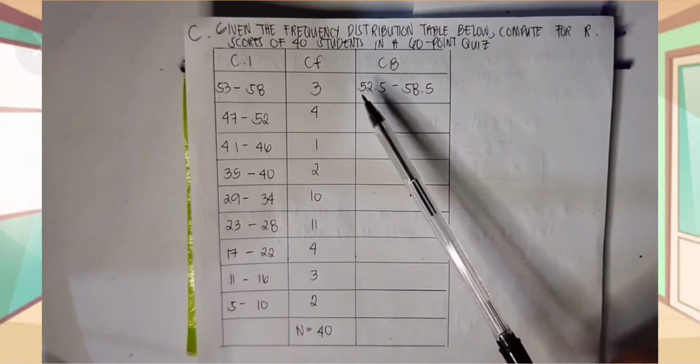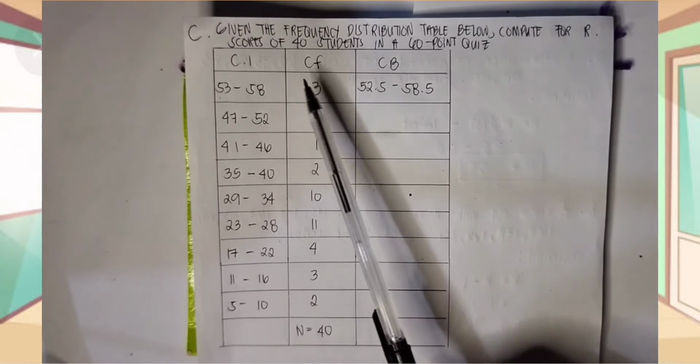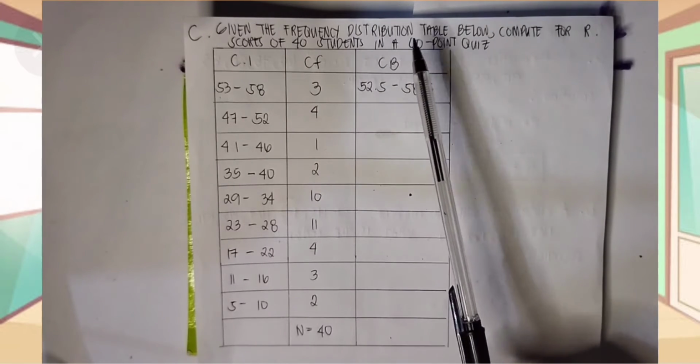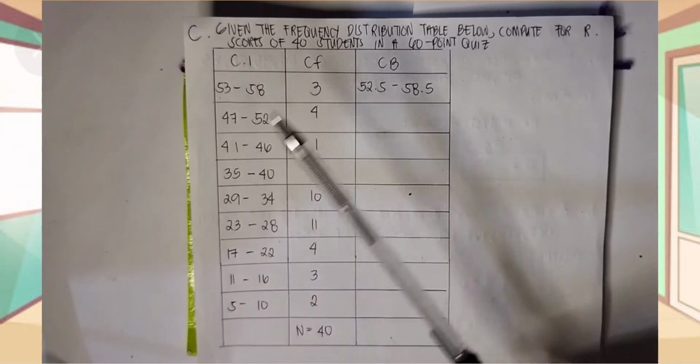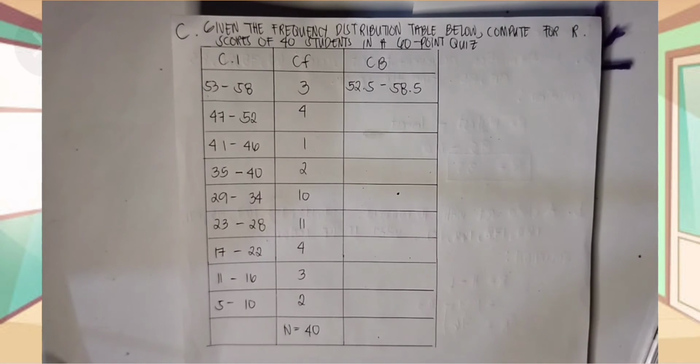So, here's the third example. Given the frequency distribution table below, compute for the range. The table shows scores of 40 students in a 60-point quiz. Try to observe the table below. The first step of finding the range is to get the value of the CB or the class boundaries. In getting the class boundaries, we must identify the lower limit and the upper limit.